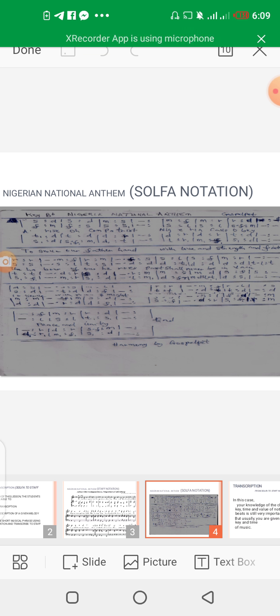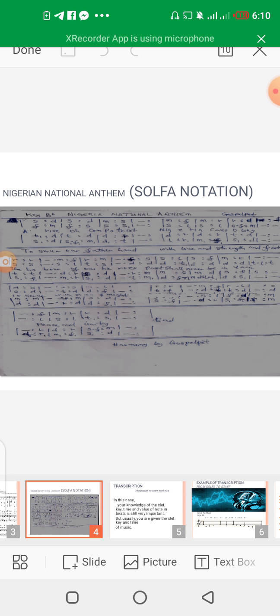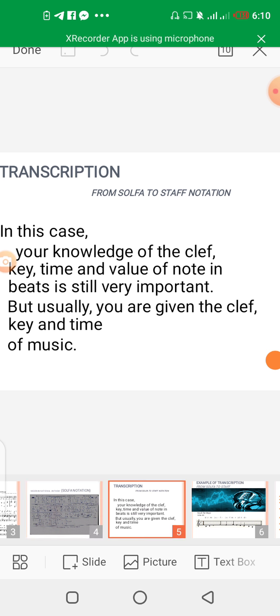Now we all know that notation simply means a system of writing music, a way of writing music. And we've already established that there are two types of notation, the staff notation and the solfa notation. Transcription simply means converting one way of writing music to another way of writing music. Last week we learned how to transcribe from staff notation to solfa notation. The same thing is also applicable in transcribing from solfa notation to staff notation.